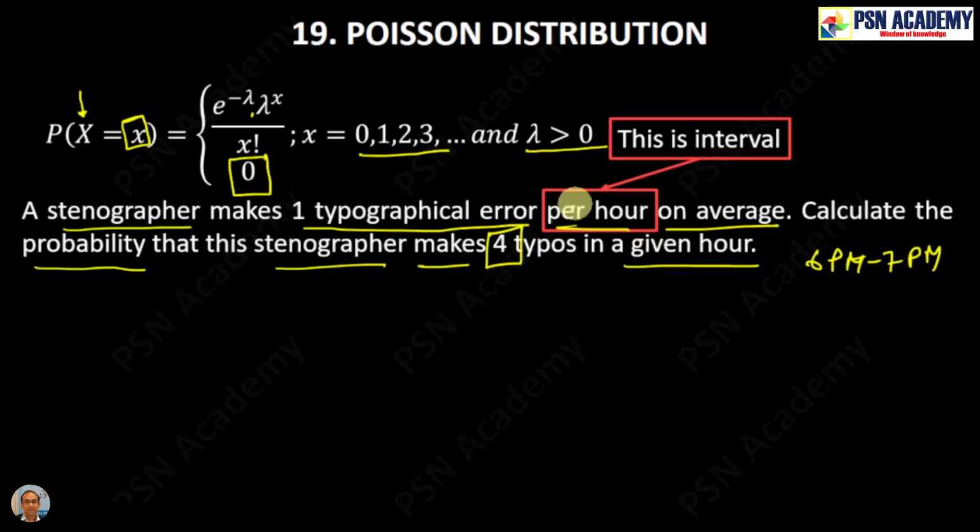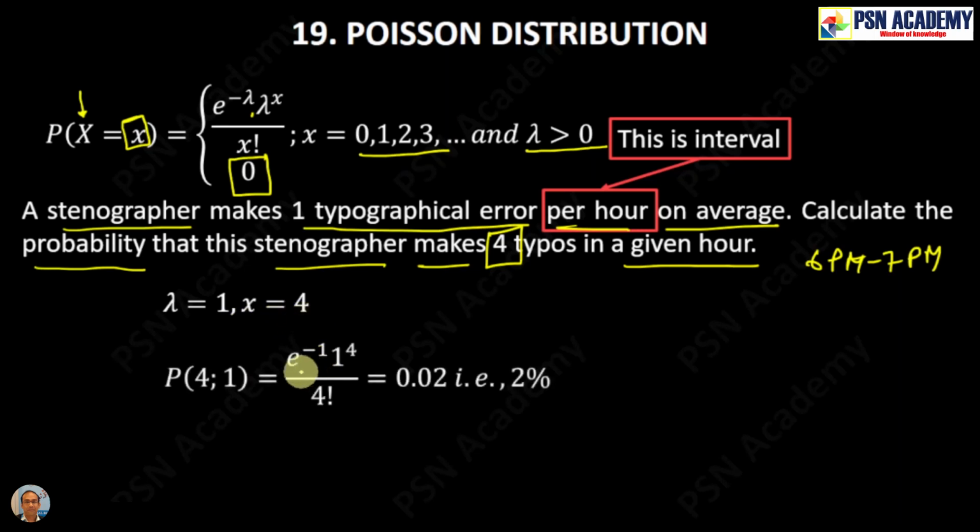Since it is an interval problem, and you can see that the probability of the error is very minimum, we have lambda equal to 1, that is the average, and x is 4. We have e raised to minus 1, 1 raised to 4 by 4 factorial according to this formula, and we get 2%. That means there is a 2% probability that the typist will make 4 errors in that interval.